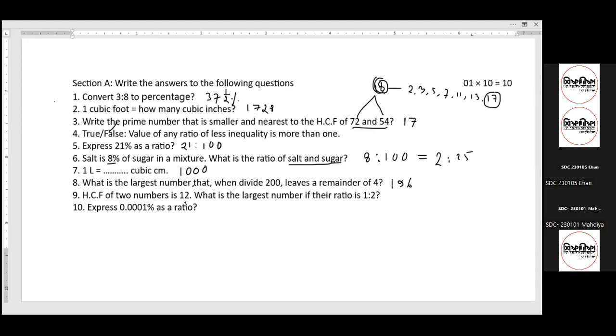HCF of two numbers is 12. What is the largest number if the ratio is 1:2? That means 2 multiplied by 12. We do know actually that if we form any ratio from any given numbers x and y, so the number will be actually the product of the first ratio, I mean the antecedent, if I mention by a, and HCF, that is the first number x, and the subsequent multiplied by HCF, that is the second number, right?